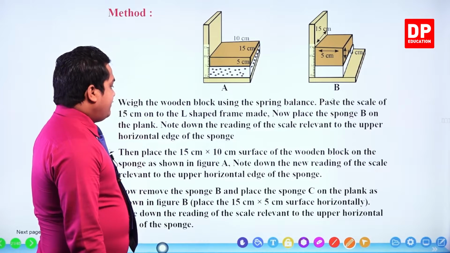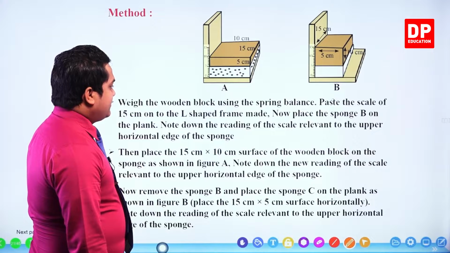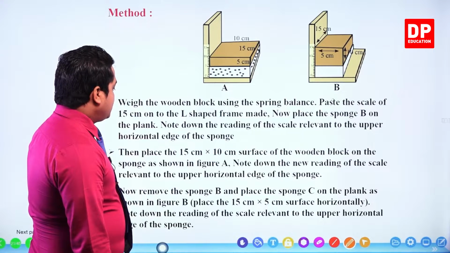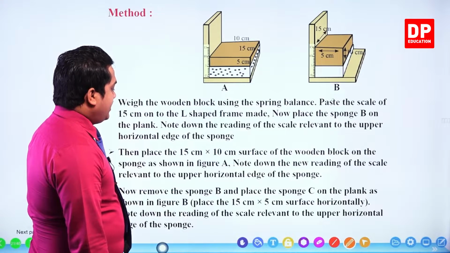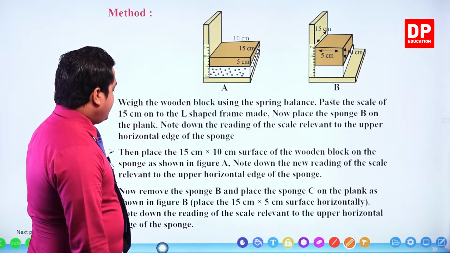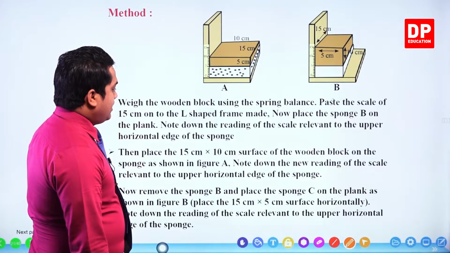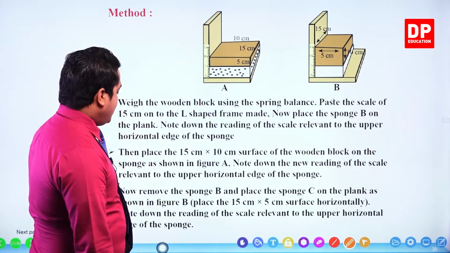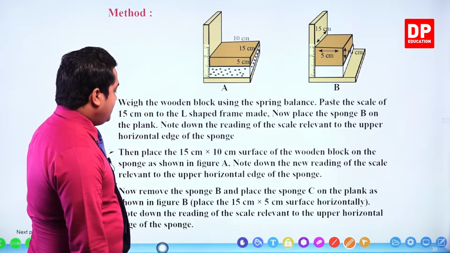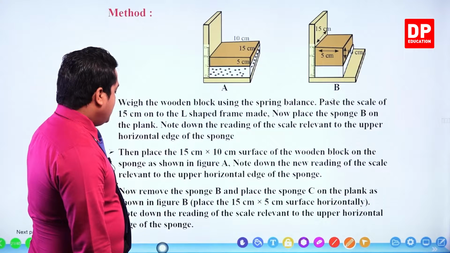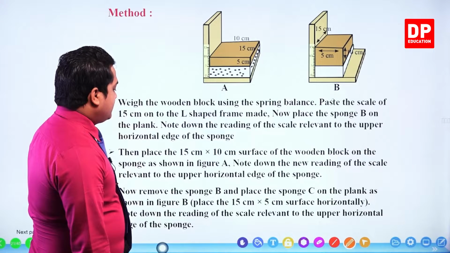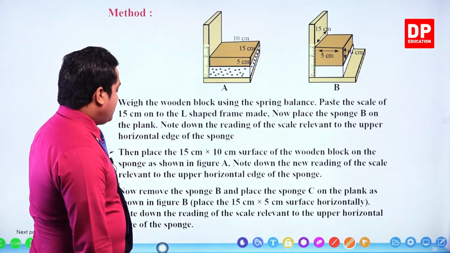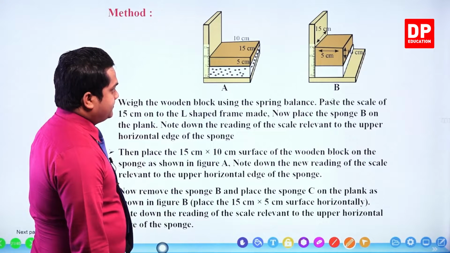Then place the 15 by 10 centimeter surface of the wooden block on the sponge as shown in figure A. Note down the new reading of the scale relevant to the upper horizontal level of the sponge. Now remove the sponge B and place the sponge C on the plank as shown in figure B. Place the 15 by 5 cm surface horizontally. Note down the reading of the scale relevant to the upper horizontal edge of the sponge.